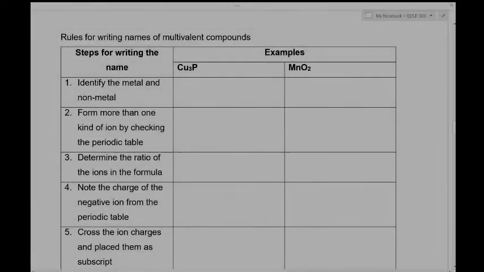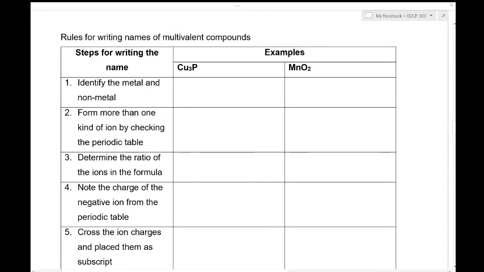Hello class. Today we're going to learn how to write names for multivalent compounds. So, a recap from before: the word multi means more than one. So multivalent means an ion that can have more than one type of charge. For example, iron has a charge of 2+ and a charge of 3+. That would be considered a multivalent ion. And when it's combined with another element, it becomes a multivalent compound.